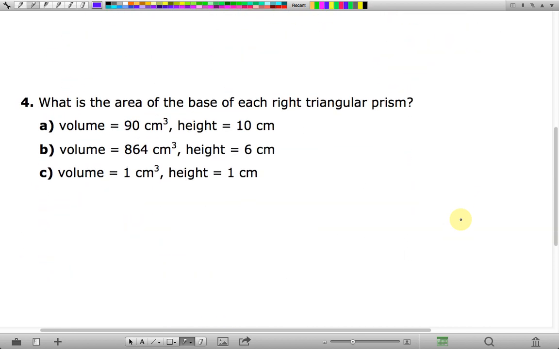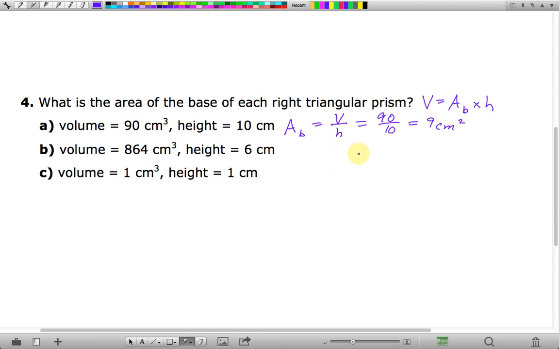So now we've got one more question to do here, number 4. We want to know what is the area of the base of each right triangular prism. So generally speaking, we have area of base times height to find the volume of any prism. In this case, we are given the volume, we're given the height, we want to know what is the area of the base. So to calculate the area of the base, we simply do volume divided by height. So taking 90 and dividing by 10, that would give you 9 centimeters squared for the area of the base.